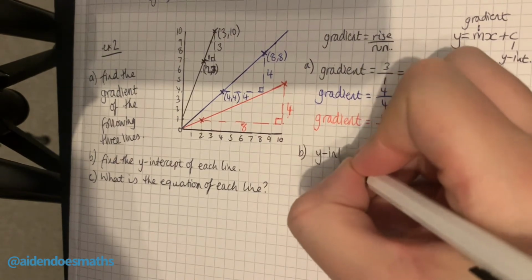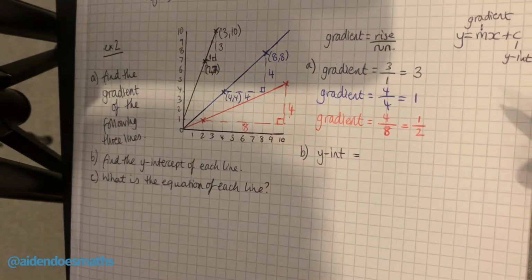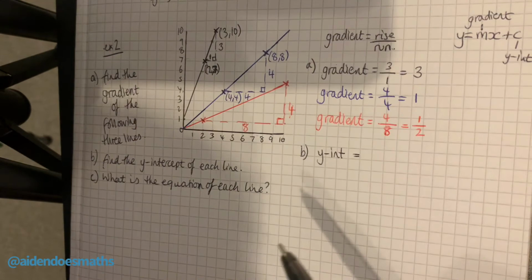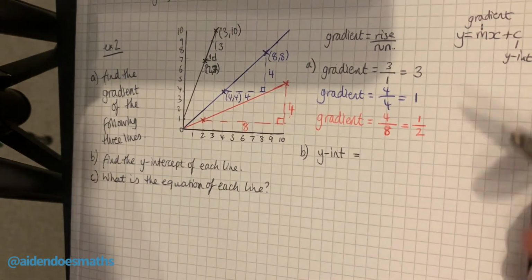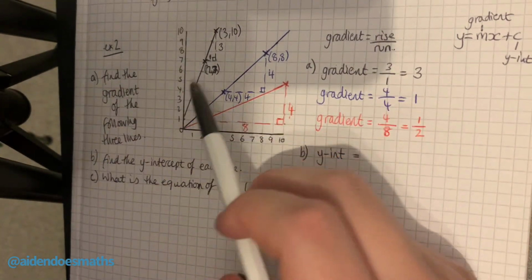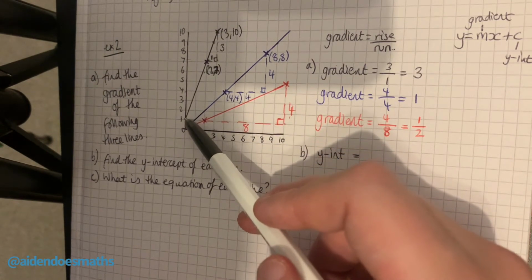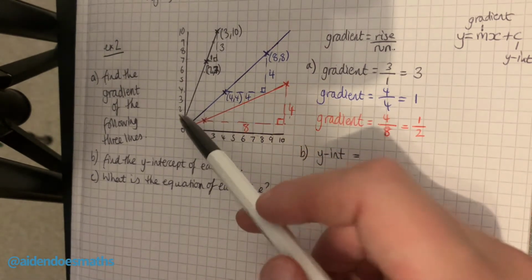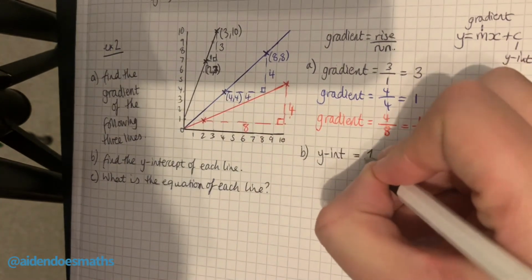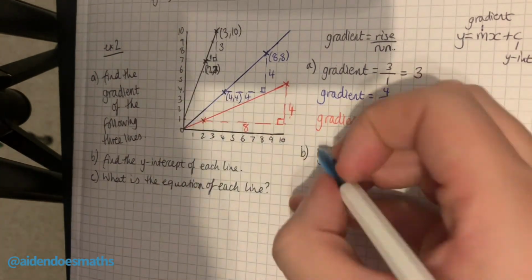Part B, we need to find our y-intercept. And as we said before, the y-intercept is just where it crosses the y-axis. So if we look at the graph here and we look at just our black line, if we follow it down all the way to the y-axis, it crosses the y-axis at the number 1. So for our black line, the y-intercept is 1.